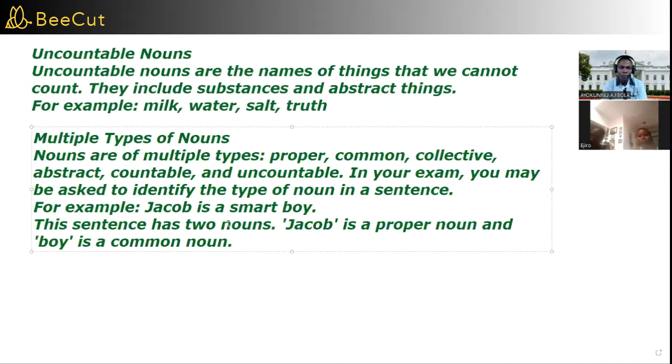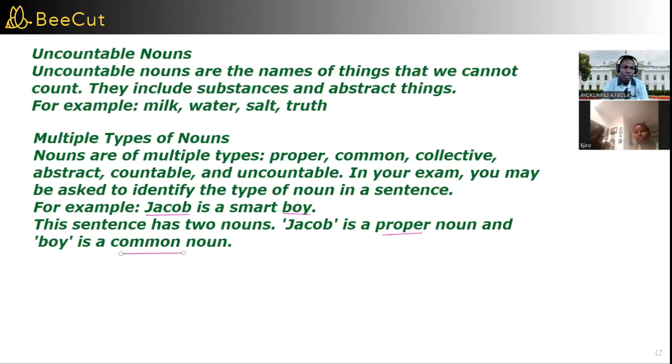For example, Jacob is a smart boy. Jacob and boy are the nouns here. So you can see Jacob and you can see boy. There are two nouns in the sentence. So Jacob is a proper noun, while boy is a common noun. Though the two types of nouns are referring to only one person, Jacob, mentioning the person's name, makes it proper, but boy is just any boy. That is what we're talking about under multiple types of nouns.